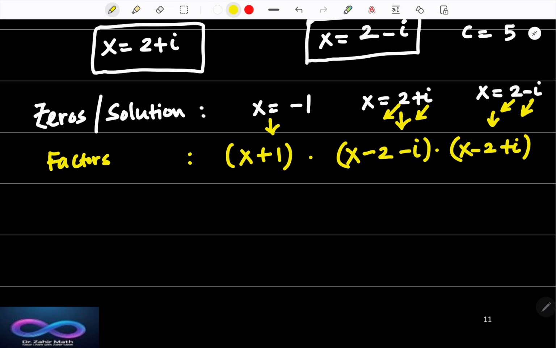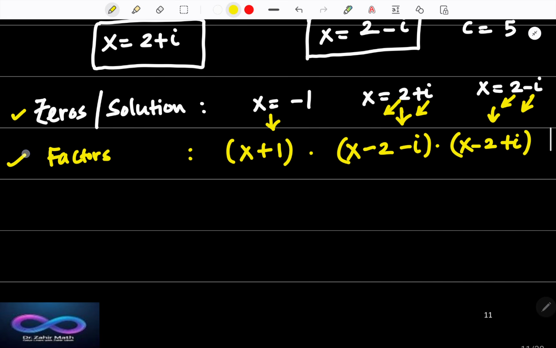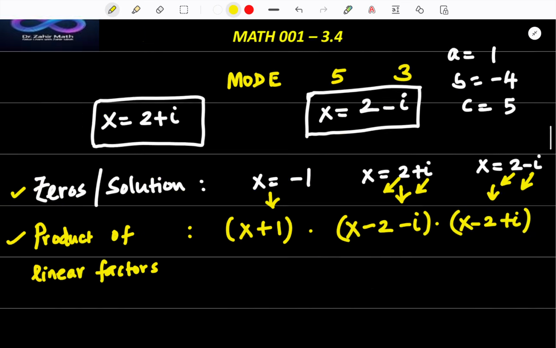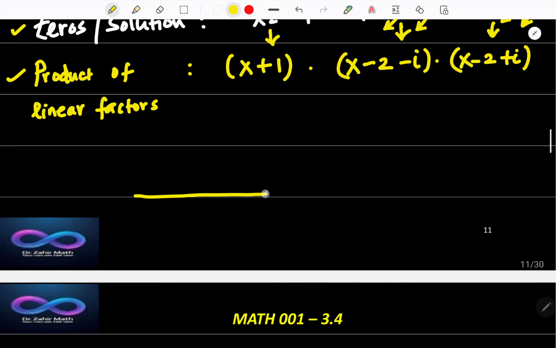So now it is already in product. Product means multiply. This is zeros, and this is the product of factors. How do you say linear factors? Of course, the power of x is 1, so we call it the product of linear factors. Clear, everybody? I think this finishes your exercise 3.4.